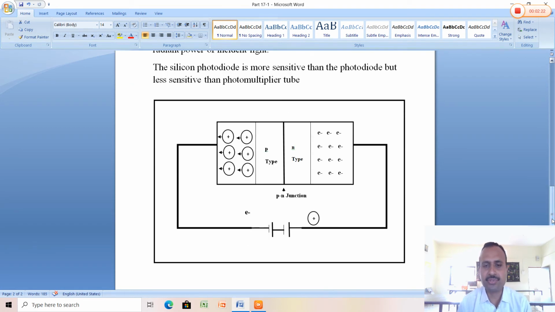If we see the typical diagram of the silicon photodiode, these are the positive holes and these are the negative electrons, and in the middle region is the PN junction. When we apply the proper voltage to the silicon photodiode, positive holes are attracted towards the negative terminal of the DC power supply, while the negative electrons in the N region are attracted towards the positive terminal of the DC power supply.